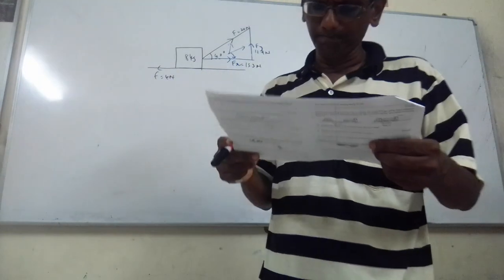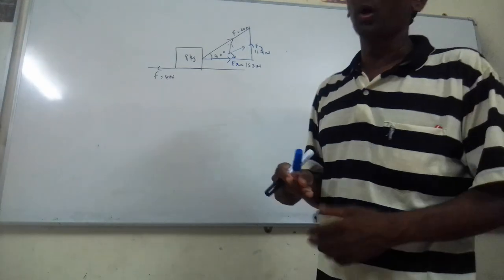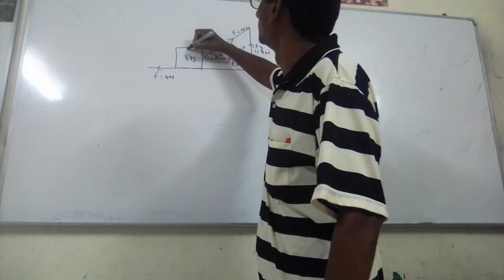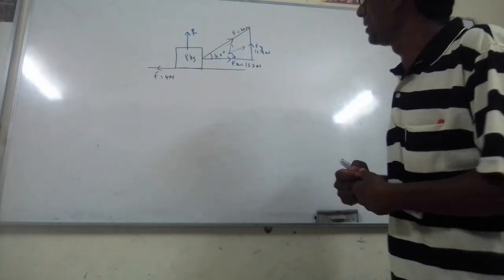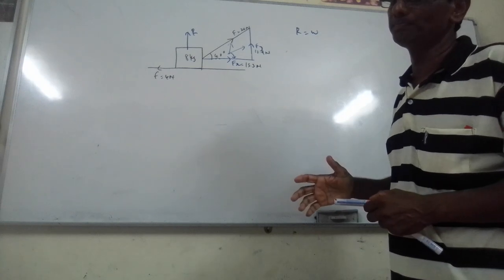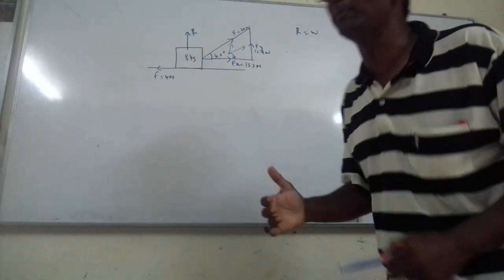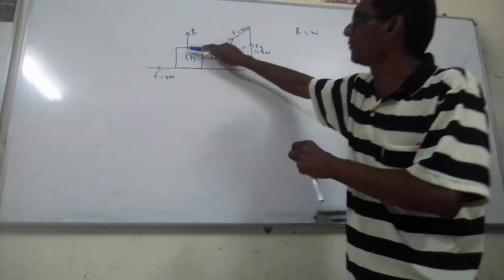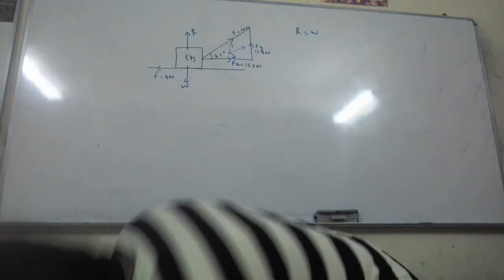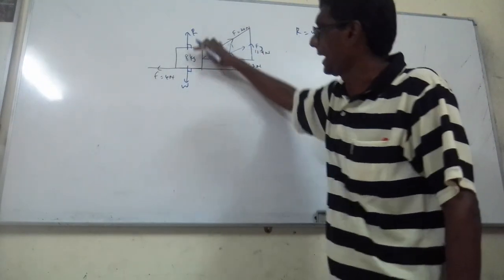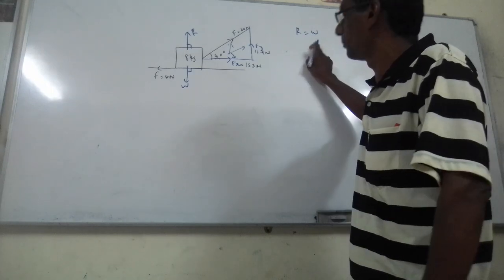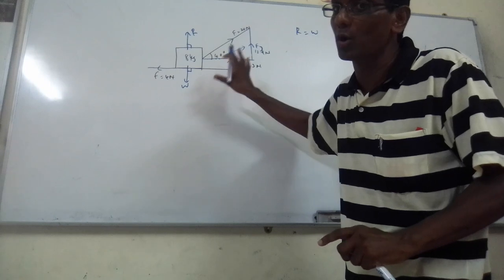Now, the third question. They are asking you, what is the normal reaction R on the force? There's a normal reaction R here. Normal reaction force R equals W, because R is a normal reaction force upwards and the weight is downwards. They're making 90 degrees. So R and W are equal, if there's no other force acting on the object.